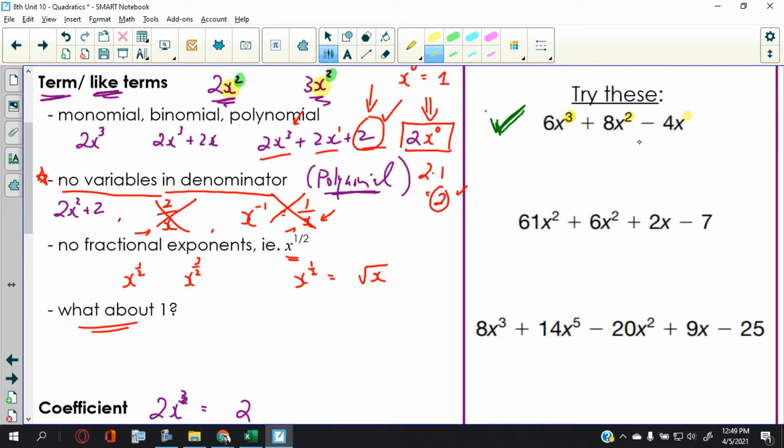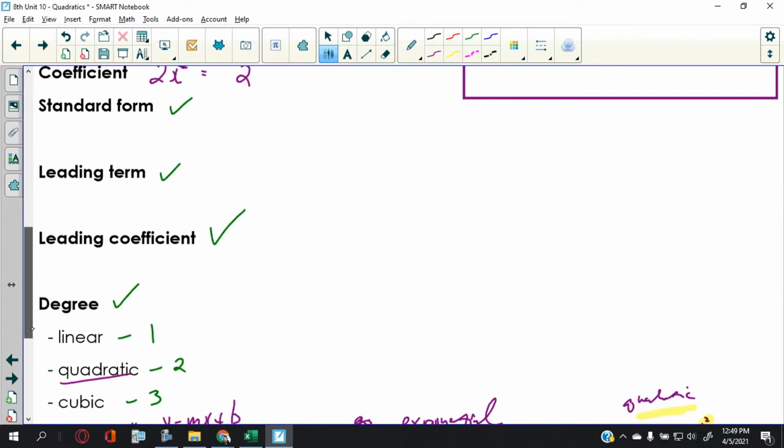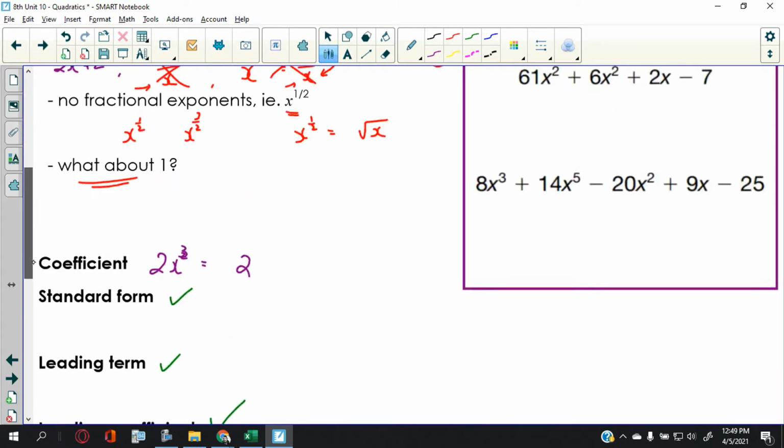Since this is in standard form, what's the leading term? Yep, 6x to the third. What's the leading coefficient? 6. And what's the degree of this expression? Yep, 3, third degree expression. Got that? Did I miss anything? I feel like there's so much stuff going on.